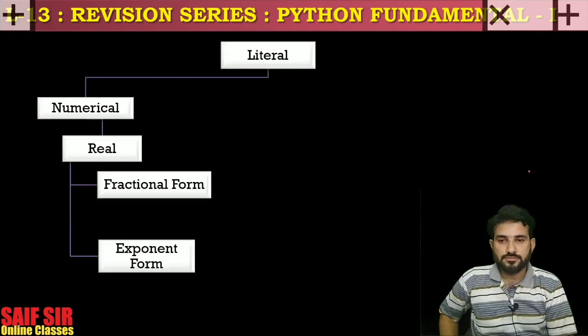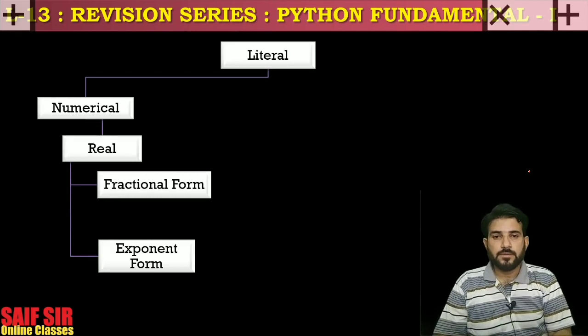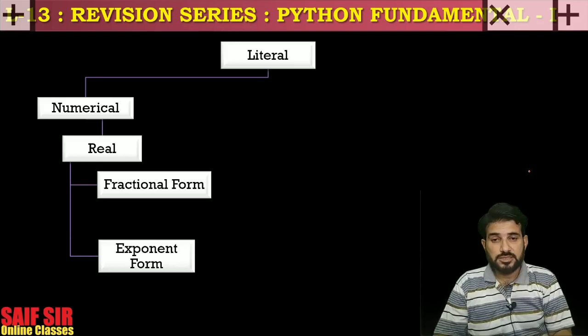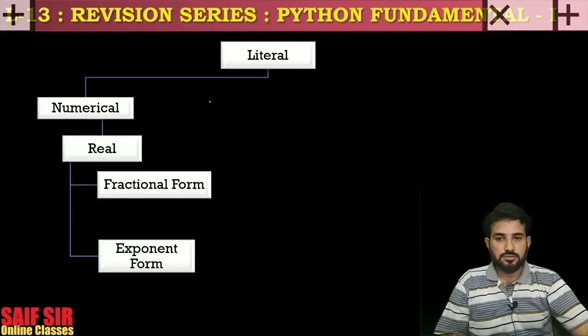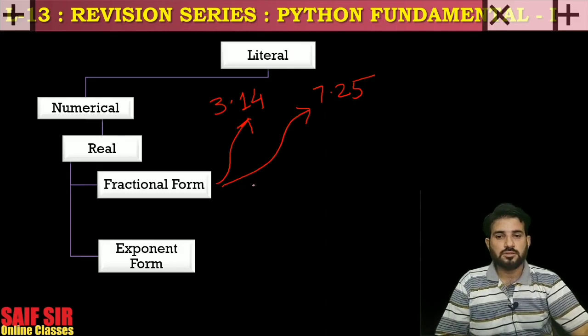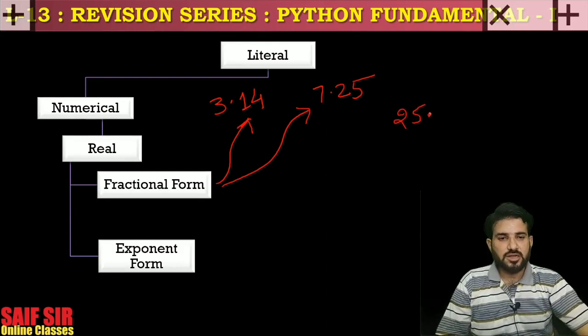Now what are fractional literals or floating point literals? Floating point literals or real literals are those which contain a decimal point, like 3.14, 7.25, etc. Now it is of two types. One is the normal numbers like this, and also like the height and weight, length and breadth of a particular land, temperature, etc. That means whatever contains a decimal point, that is a fractional value or a normal fractional form.